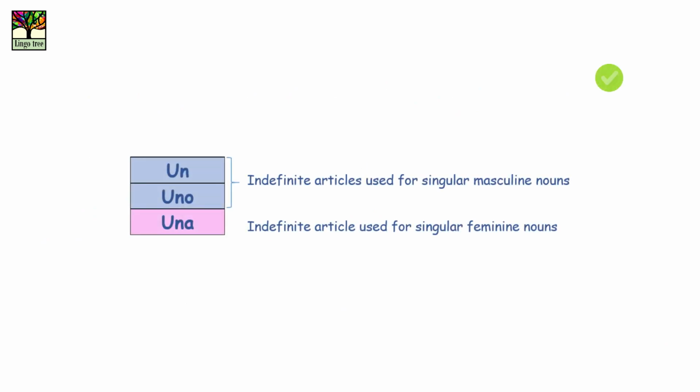Great, you have completed the Italian indefinite articles. To sum up what you have learned today, in Italian, there are three types of indefinite articles: un, uno, una. The articles un, uno, are used for singular masculine nouns and the article una is used for singular feminine nouns. Our today's lesson about the Italian articles ends here.